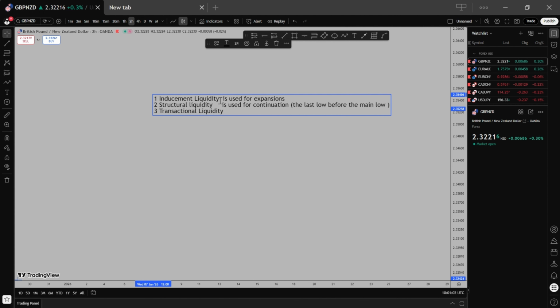Then transactional liquidity is used for corrections. Don't worry, guys, I will show you an example and everything regarding this in order for it not to confuse you. For corrections. Yes, so those are the three types of liquidity. So the first liquidity I'll be explaining right now is transactional liquidity.